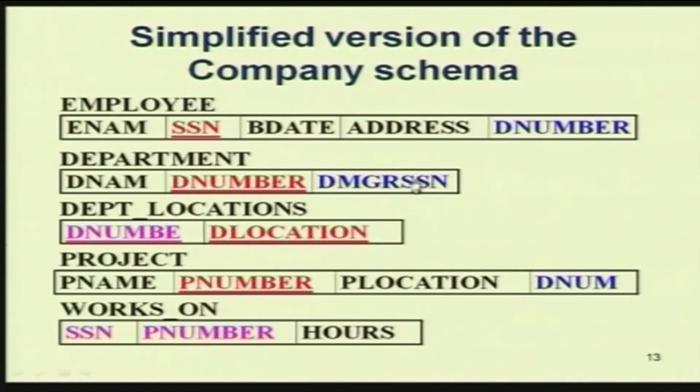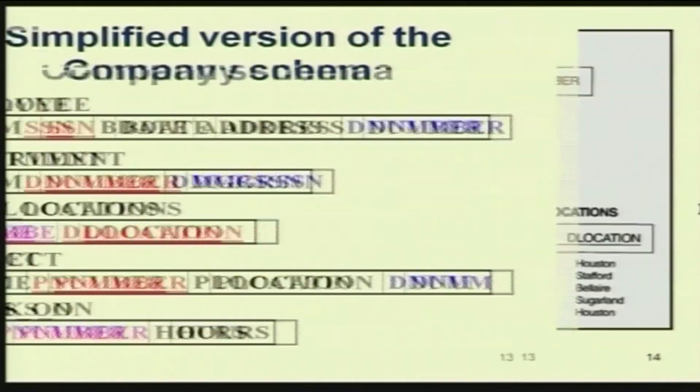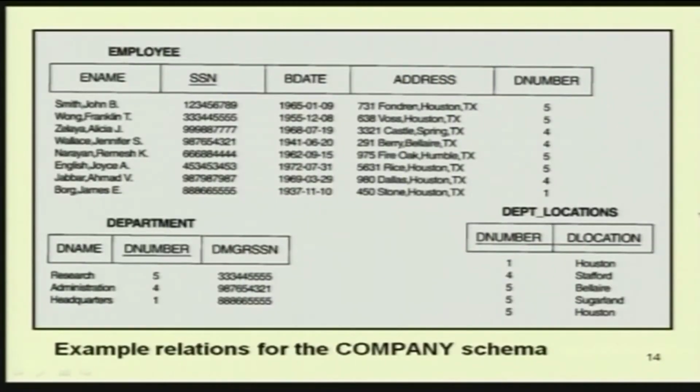Here, this is the foreign key which relates this department manager to the actual employee in the employee entity. So, that is as far as the company schema. If you look here, there are some examples. This is the employee, this is the department, this is the department locations. Here, for the same D number, you have different locations.